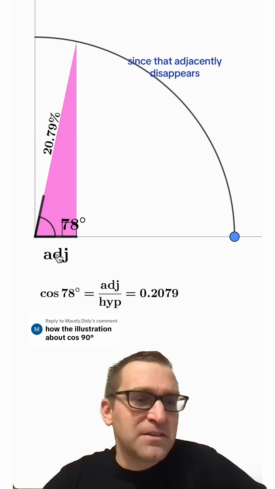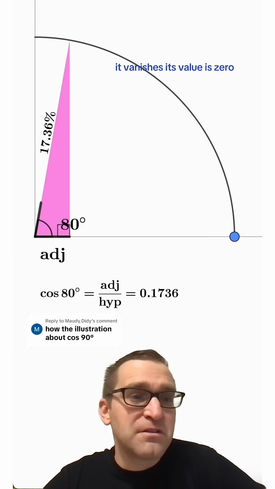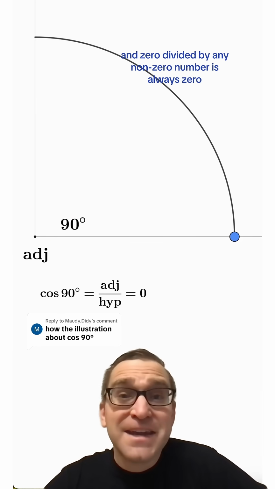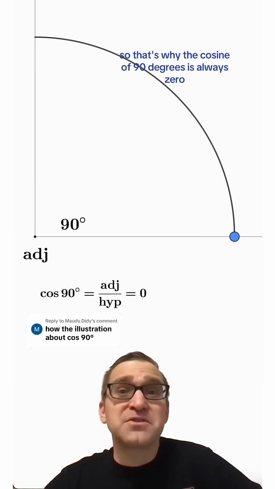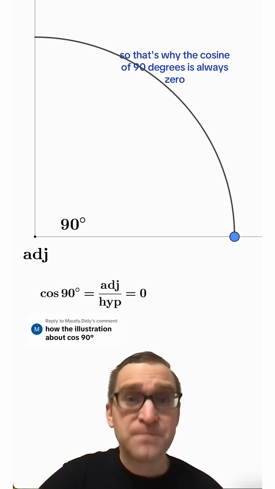Since that adjacent leg disappears, it vanishes, its value is 0. And 0 divided by any non-zero number is always 0. So that's why the cosine of 90 degrees is always 0.